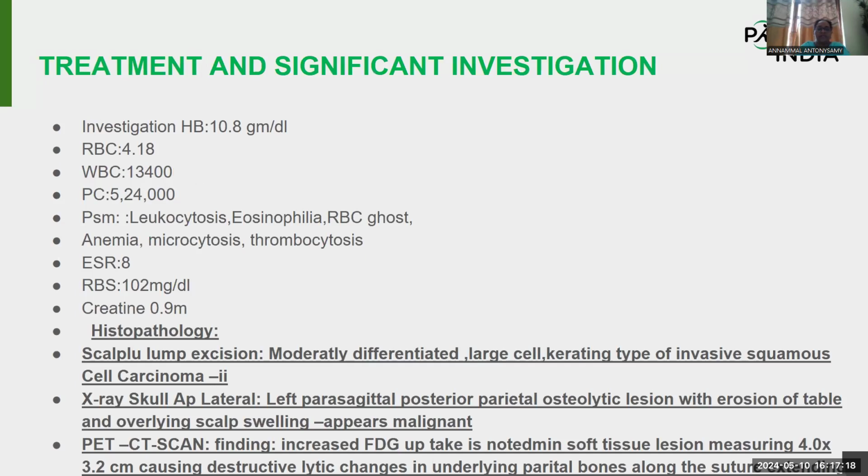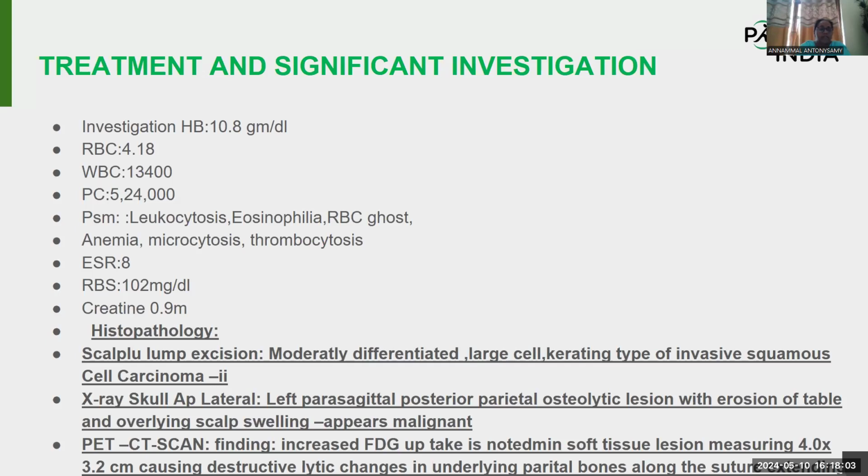Treatment and significant investigation. HB was 10.8 gram per deciliter, RBC 4.18 cubic millimeter, platelet count was 5,24,000, and PS smear showed leukocytosis, eosinophilia, RBC anemia, and microcytosis, thrombocytosis. ESR 8 per minute, RBS 102 milligram per deciliter. His creatinine was 0.9 milligram.